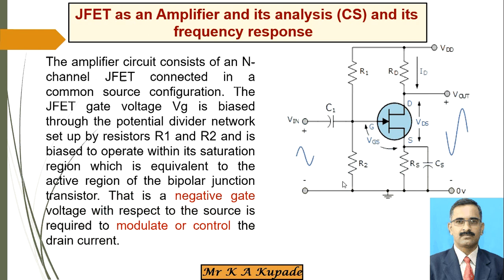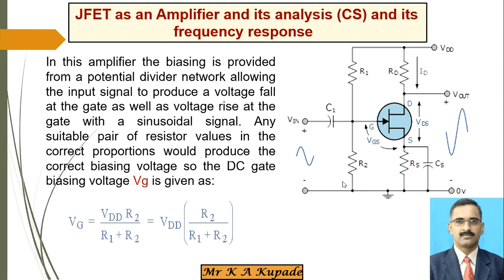This is the circuit consideration for this particular JFET amplifier, right? Now, I already said that one capacitor is connected to the source terminal in parallel with that RS, right? As I just said, in this amplifier the biasing is provided by a potential divider, which allows the input signal to produce the voltage at the gate.